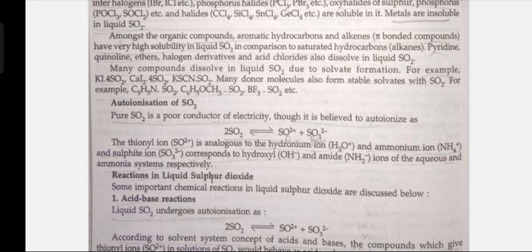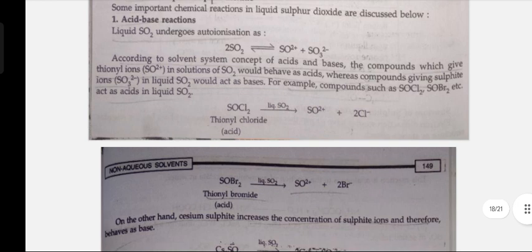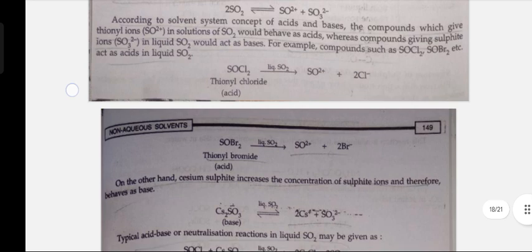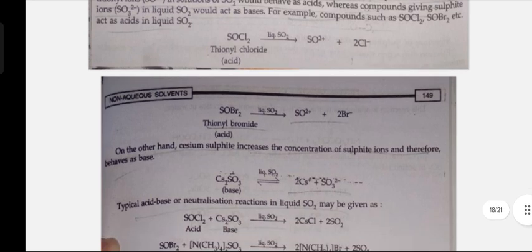Reactions in liquid sulfur dioxide. Acid-base reactions. Liquid sulfur dioxide undergoes autoionization into SO2+ and SO3 2- ions according to the solvent system concept of acids and bases. The compounds which give thionyl ions in solution act as acids, whereas compounds giving sulfite ions in liquid SO2 are treated as bases. For example, thionyl chloride in liquid SO2 gives thionyl ions, and it can react as an acid, and on the other hand it reacts as a base.